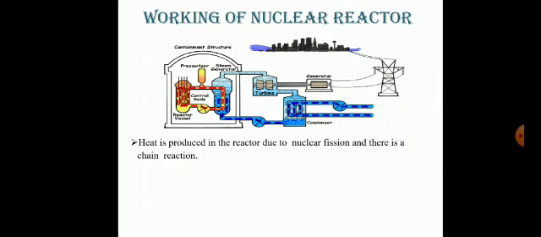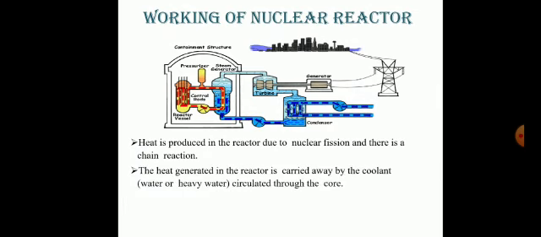In this, the heat is produced in the reactor due to the nuclear fission, and there is a chain reaction. We can see that in the reactor vessel, we have the nuclear fuel, and control rods are also there. The heat generated in the reactor is carried away by the coolant or water circulated through the core.